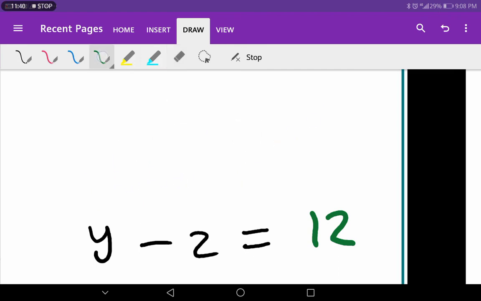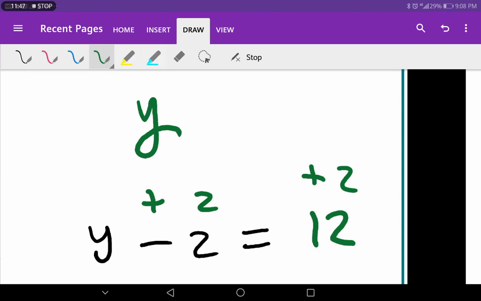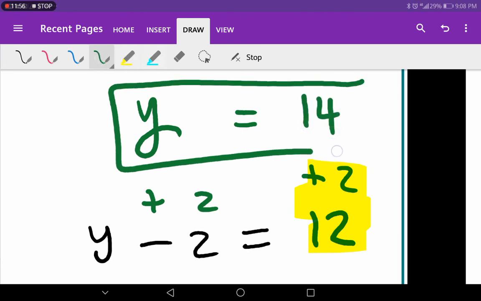Now I will add plus 2 to both sides, so the y comes down alone and happy, and 12 plus 2 equals 14. So this is the answer. One more question about this.